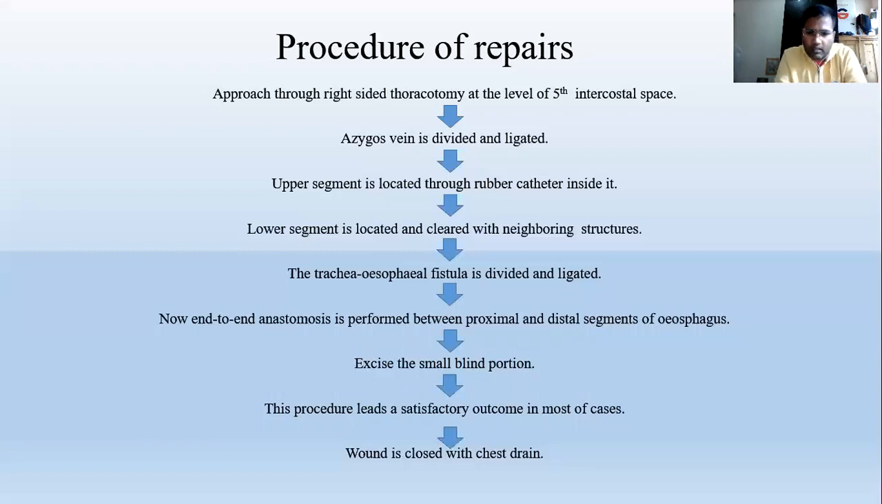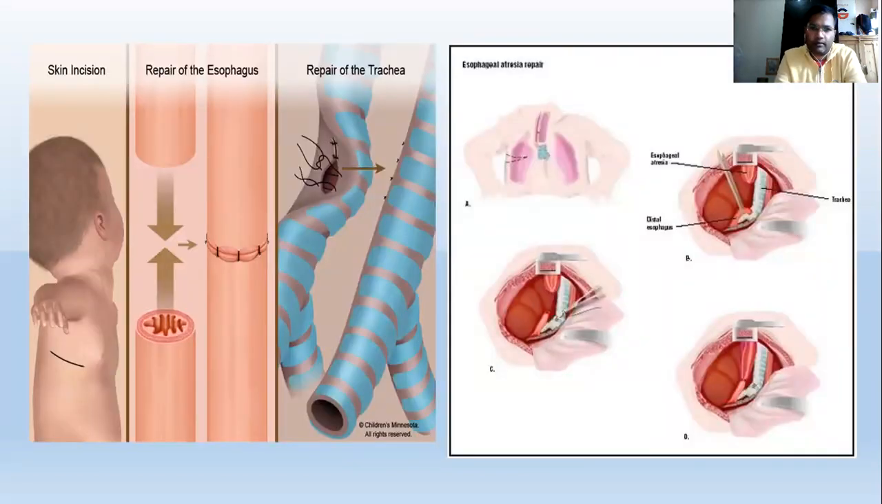Then, after closing the esophagus, look for hemostasis, and then you have to put some drain there and then close the wound. So this is the procedure in brief. You can see this is the right thoracotomy approach. Open here.